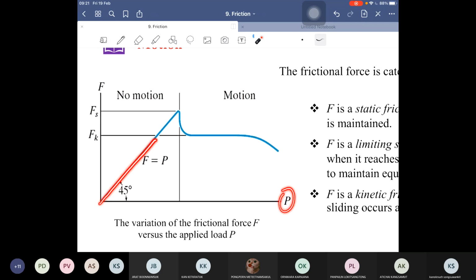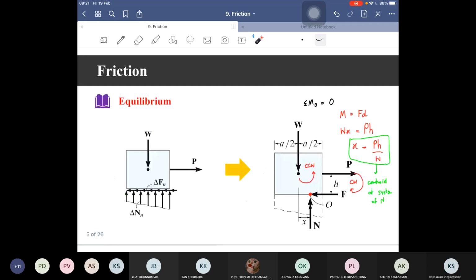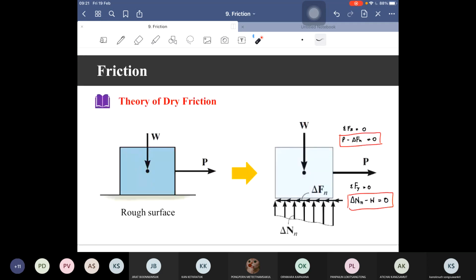In correspondence, Fk or Fs, let's say it's both friction, will also start to increase with a constant slope. So it's approximately F equal to P because they have to balance. Yes, it must be an equilibrium system, so P equals delta Fn. That's why the frictional force and the external force must be equal.